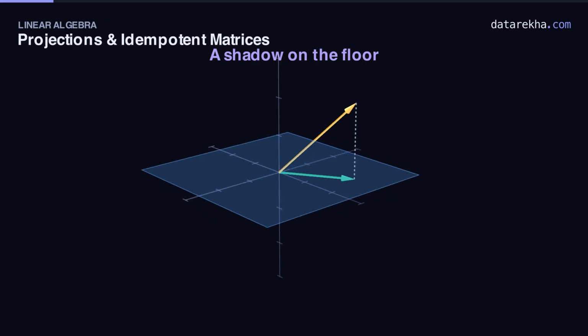That move, sending every vector down to its shadow on a chosen subspace, is called a projection, and it hides a single beautiful equation. Let's uncover it.